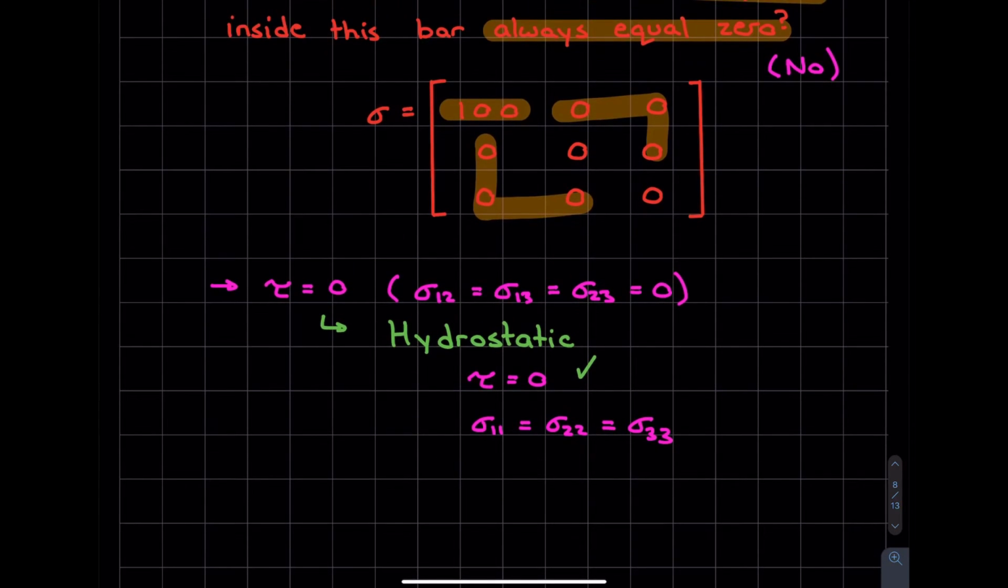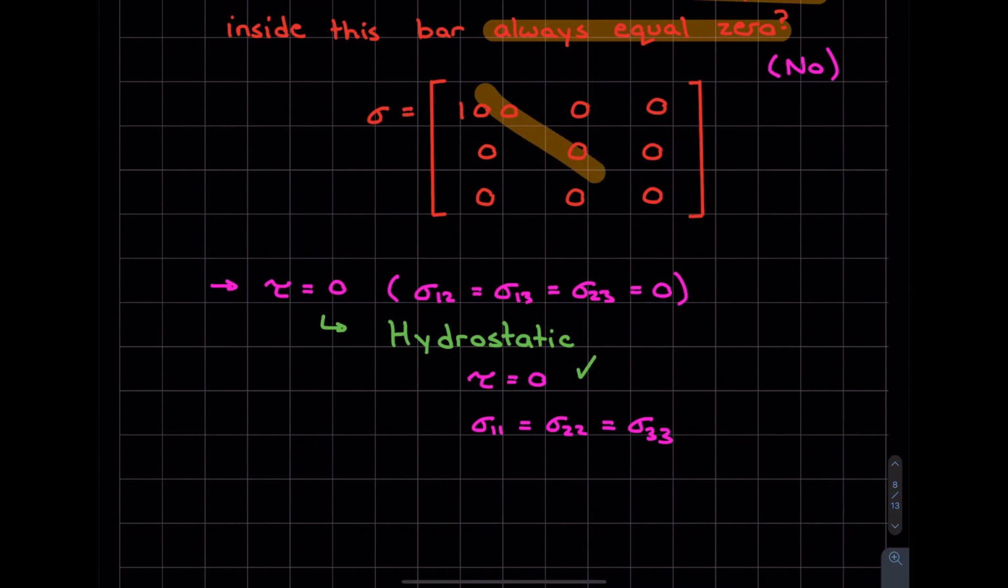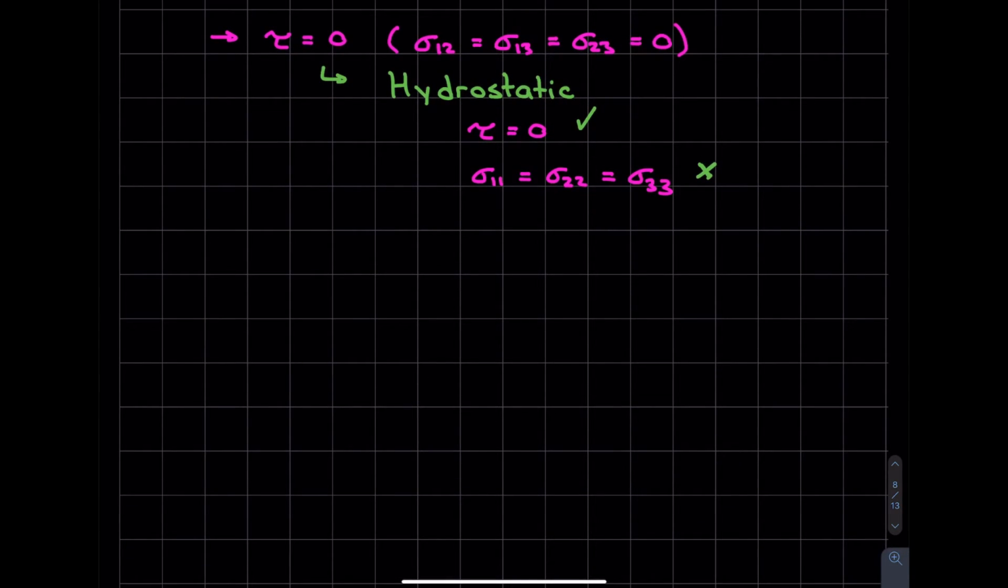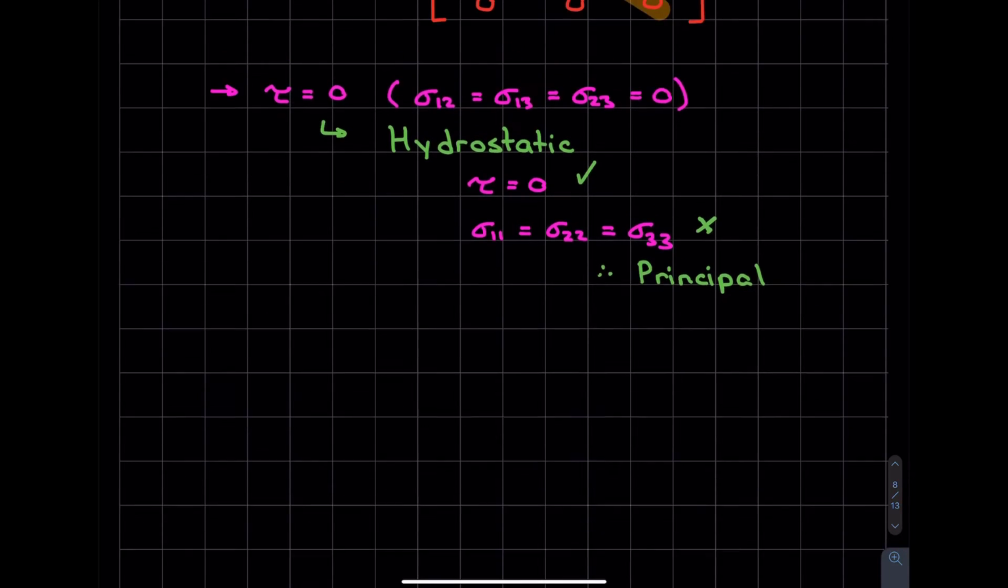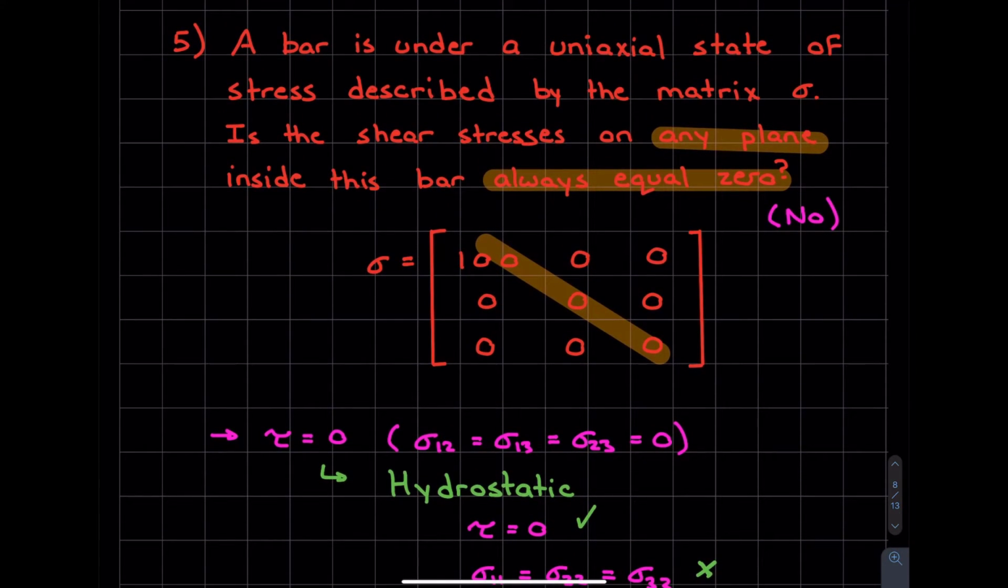I come up here now, and I'm just going to erase some of the previous highlighting. If I look at those components, these would be these ones right here. Well, no, sigma 1,1 does not equal sigma 2,2. So this part right here is a big no-no. And because of that, this is not a hydrostatic stress state. This is a principal stress state. And because of that, we can conclude that no, the shear stresses are not always equal to 0.